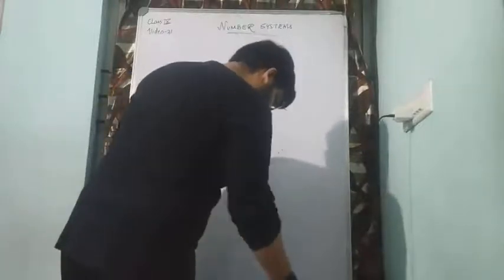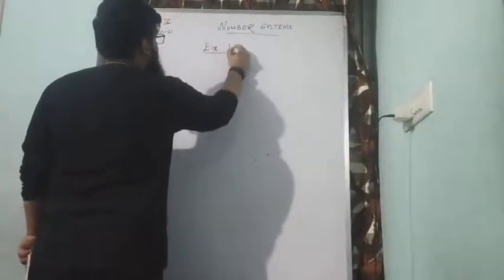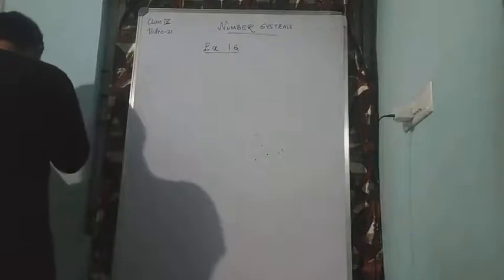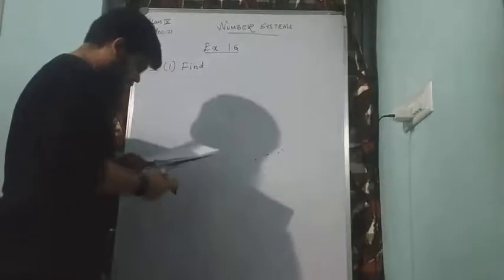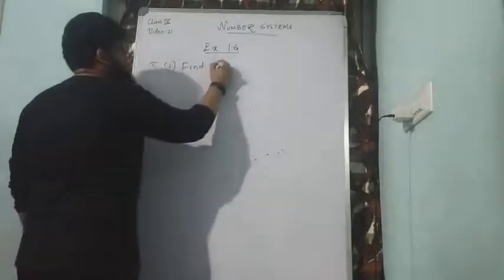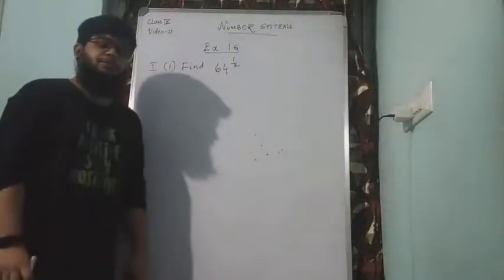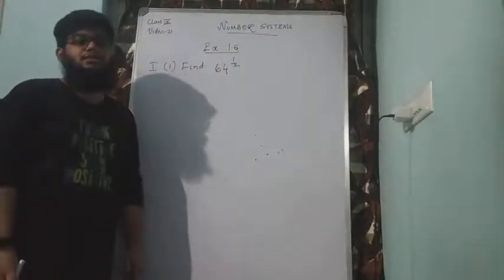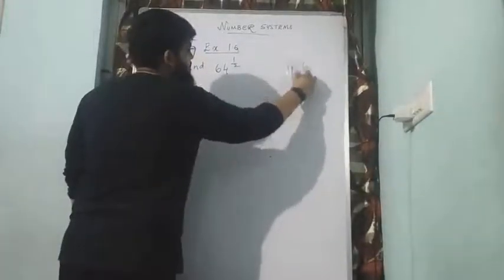Okay, so next I have last exercise number 1.6, and here let us start with the first one. Find 64 to the power of 1 by 2. That means I should simplify 64 to the power of 1 by 2 and try to get the solution in the most simplified form. Before doing that, I should factorize 64.